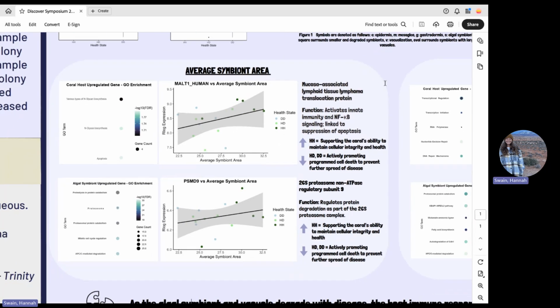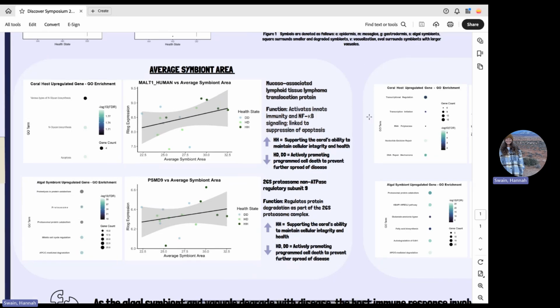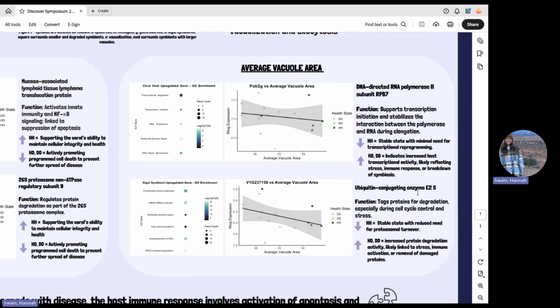And what I see is that in response to the disease, both the coral and the algal symbiont are upregulating genes that are linked to an innate immune response, apoptosis, so programmed cell death, and even protein degradation in response to the disease. Now, I see similar types of genes as well upregulated in correlation to the shrinkage of the vacuole too.